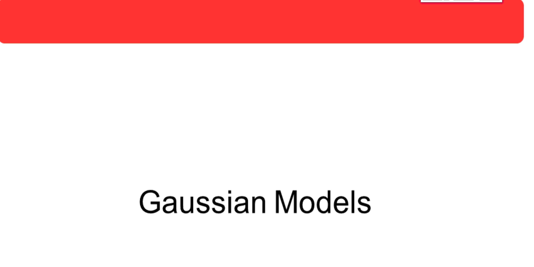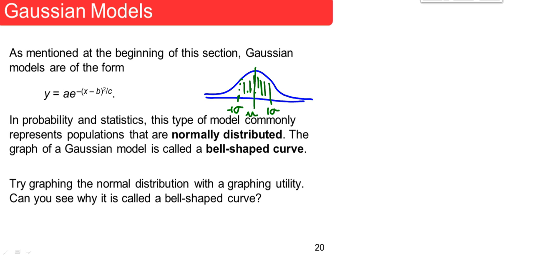So next is the Gaussian model, and that looks like that normally distributed bell curve. If you are taking a stats class, you're maybe becoming more familiar with that by now. As mentioned at the beginning of the section, in probability and statistics, the Gaussian model commonly represents things that are normally distributed. The graph of the Gaussian model is called the bell-shaped curve. Try graphing the normal distribution with a graphing utility. Can you see why it's called the bell-shaped curve? If you do that, you'll see that it looks like a bell. Anyway, moving on.